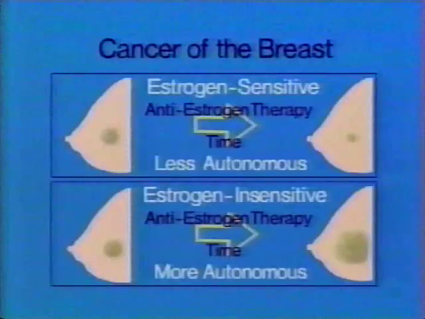Once again, this feature must be qualified. Neoplasms are not, as they are sometimes portrayed, completely autonomous. Some breast cancers, for example, like normal breast, are sensitive to the effects of estrogen. Others are not. Growth of an estrogen-sensitive neoplasm might be arrested or reversed by anti-estrogen therapy, while an estrogen-resistant neoplasm would be expected to continue its growth. The estrogen-sensitive neoplasm is less autonomous than the estrogen-insensitive one. Such variation in autonomy has major prognostic and therapeutic implications.